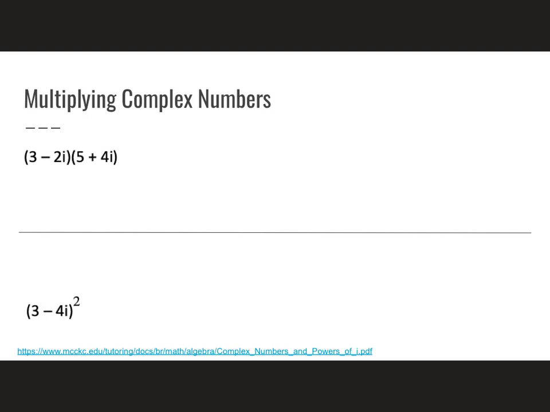When we're multiplying complex numbers, it's also fairly similar to when we were multiplying variables together. The only thing that you want to be aware of is your powers of i. So let's try out the first one. So I have 3 minus 2i times 5 plus 4i.